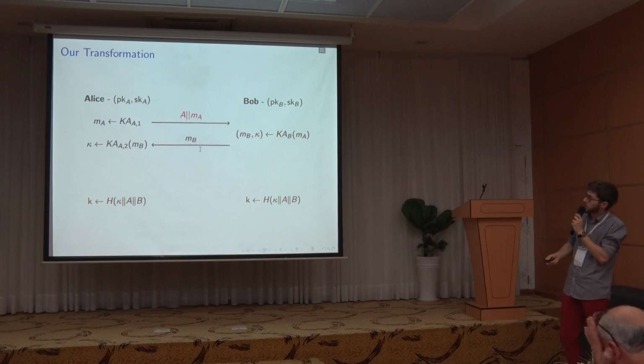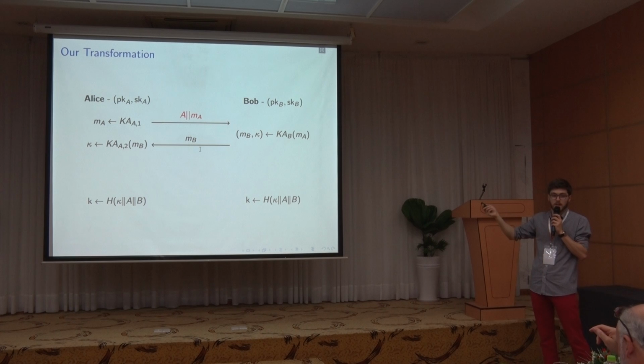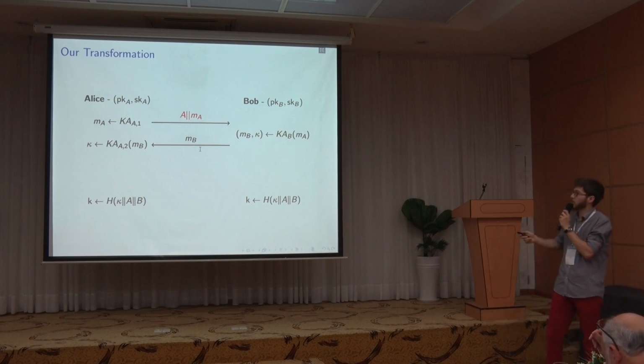So what Alice is first going to do, she's going to append her identity to her message, and she's actually going to encrypt it over to Bob.